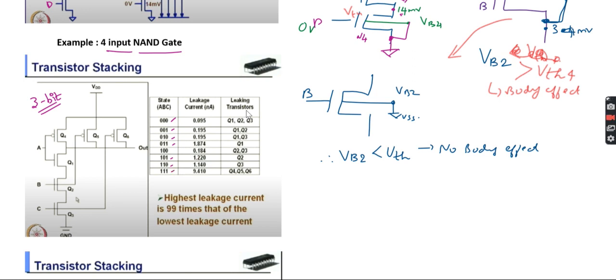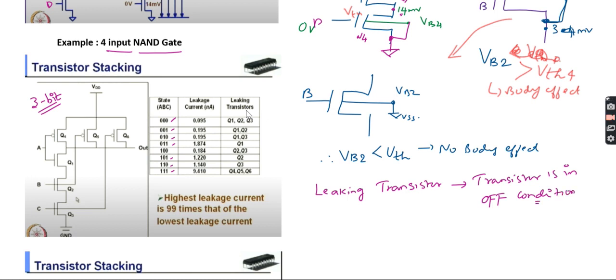Now when the input is 0 0 0, what will happen? Which will be the leaking transistor? The leaking transistor is the one that is in off condition. That only is your leaking transistor actually.